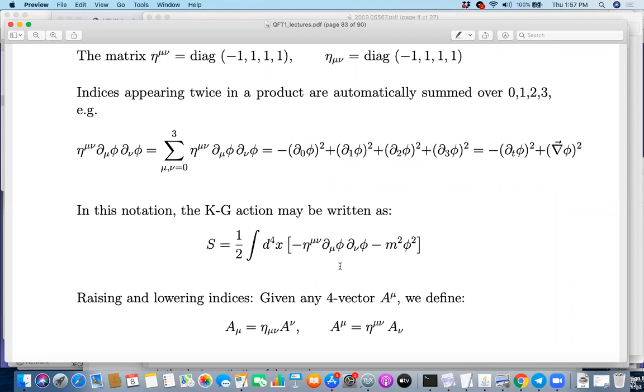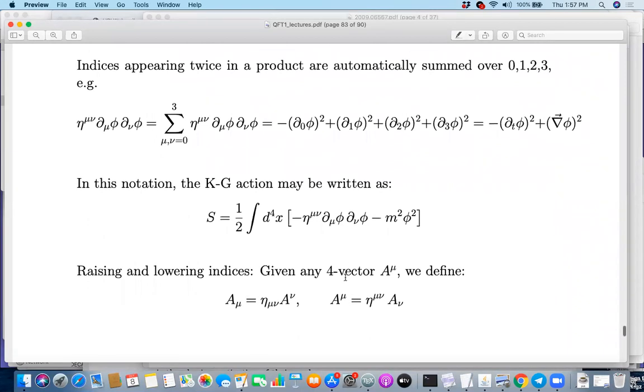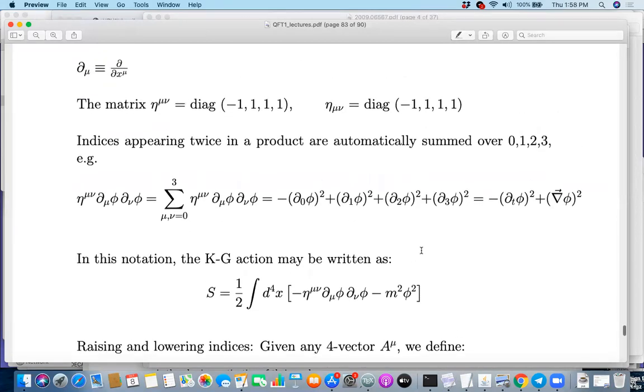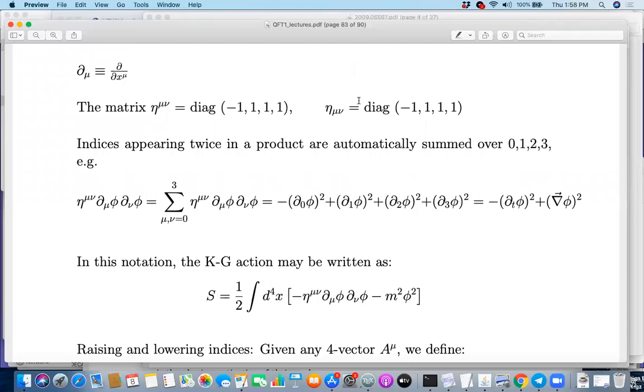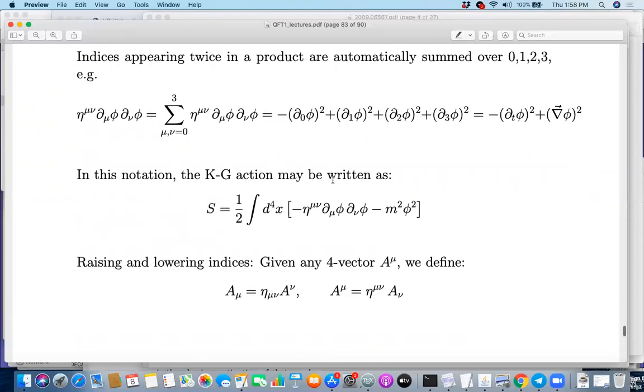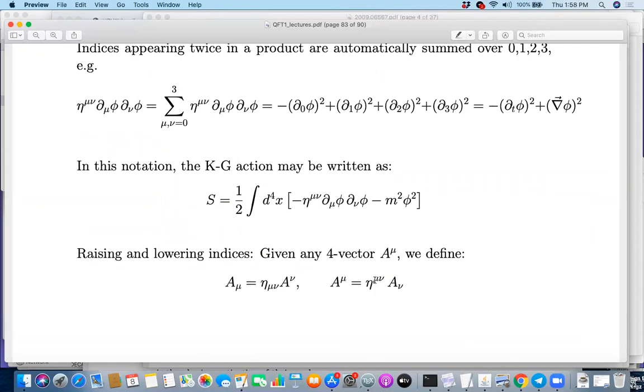And then I'll also introduce a notion of raising and lowering indices, that given any 4-vector A mu, we'll define A with lower component mu as eta mu nu A nu. And again, since nu is repeated, it's summed over from 0 to 3. And this is the inverse relation. You can see that from the definition, the product of this is just the identity matrix. So the inverse relation is A upper mu is eta mu nu times A nu.